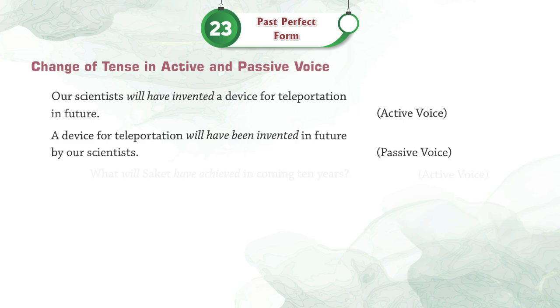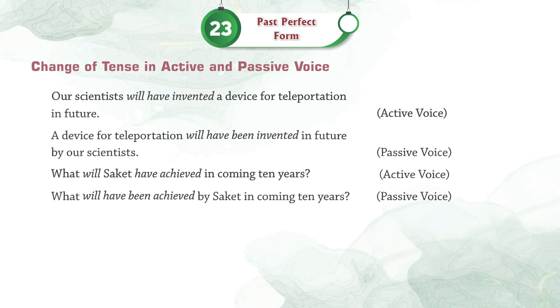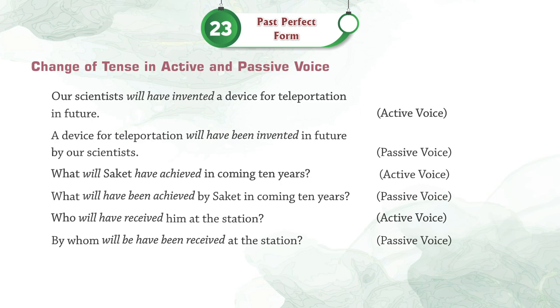Active voice: What will Saket have achieved in coming 10 years? Passive voice: What will have been achieved by Saket in coming 10 years? Active voice: Who will have received him at the station? Passive voice: By whom will he have been received at the station?